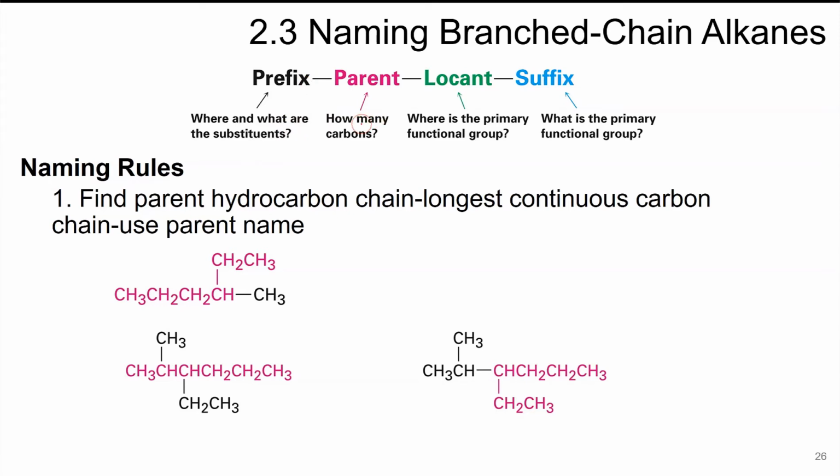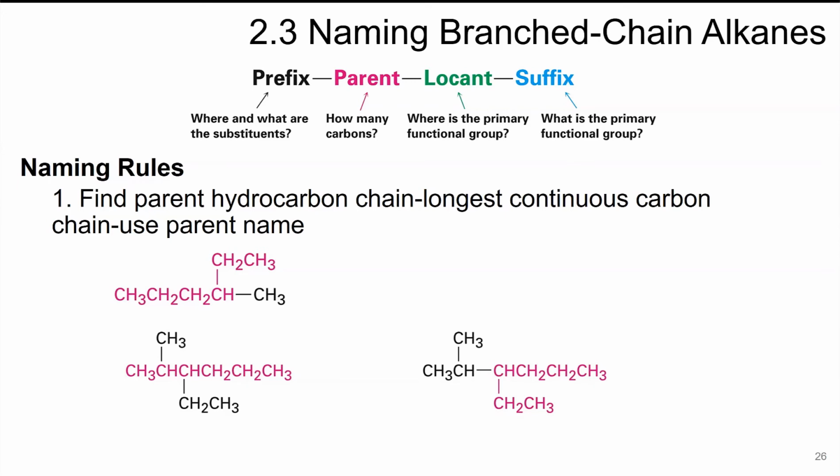The parent tells you how many carbons are in the longest carbon chain. The locant is where the primary functional group is, and the suffix tells us if there's a functional group or not. So the first rule is to find the parent hydrocarbon chain, which is the longest continuous carbon chain, and then we use that parent as a name.